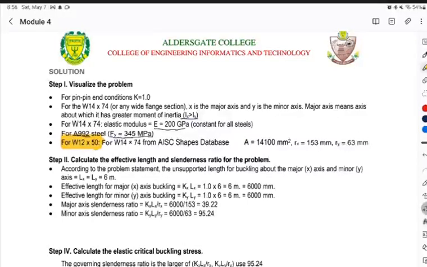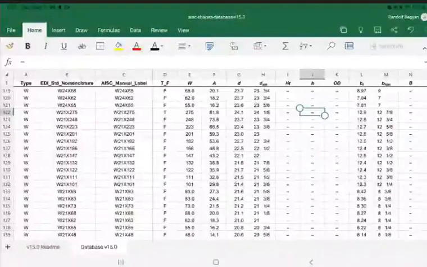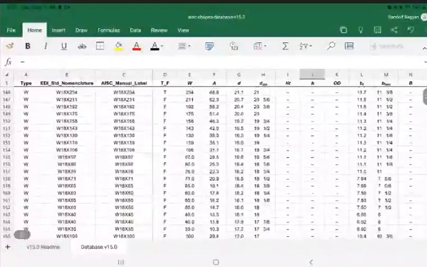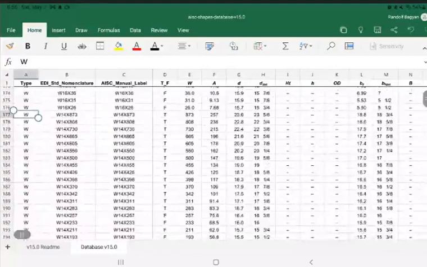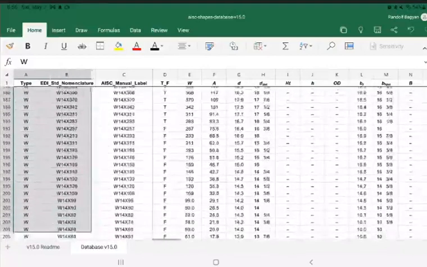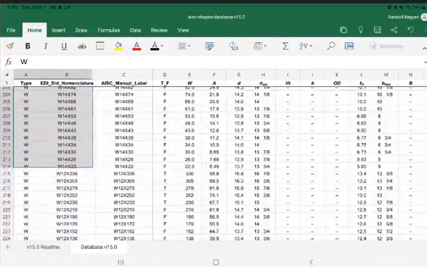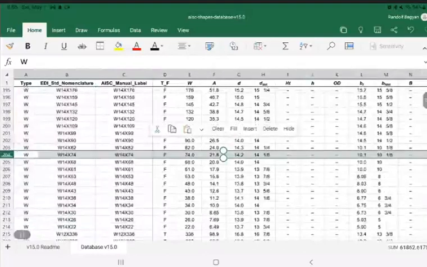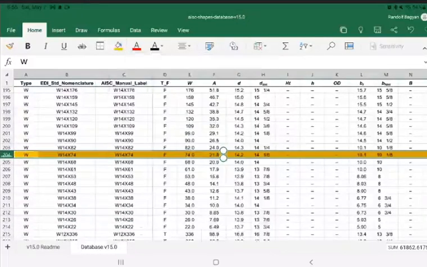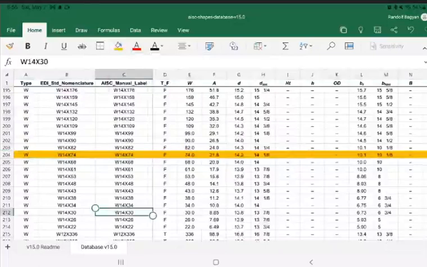For W14 by 74 from AISC shapes database, paano maghanap ulit sir ng ano, you go to AISC shapes database, and then you go to W14 by 74. Okay, W14. Ito yung W14 section natin. Hanggang dito. And of course, 14 by 74 yung hanapin natin dito. Right, I will color it. Yan, that's W14 by 74. Okay, ano ba yung mga properties na kailangan natin?